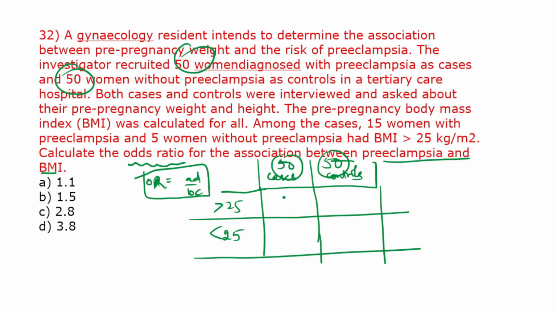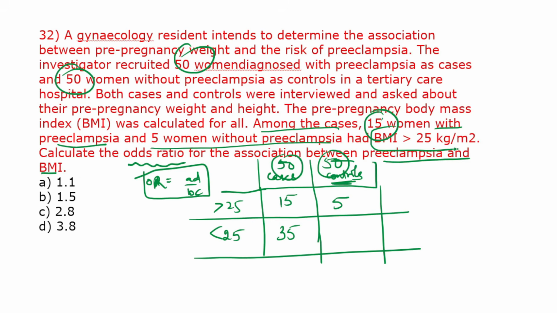Okay, so out of which 15 women are over here. So how many will be with BMI less than 25? 35. They gave the number. Among the cases, 15 women with preeclampsia and 5 women without preeclampsia. Without preeclampsia in the sense controls. So 5 women without preeclampsia.